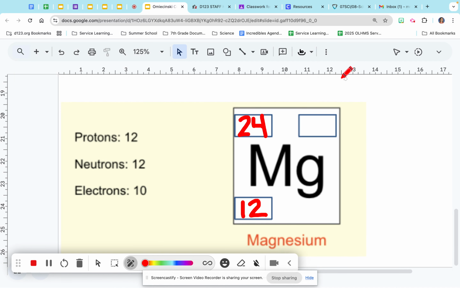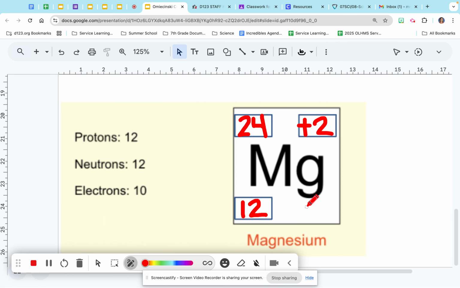Now the last thing we have to do is find the charge. The charge is protons minus electrons, so 12 minus 10 is +2. It's very important that you make sure to put the positive and negatives.